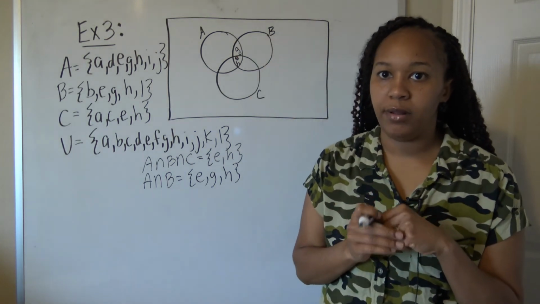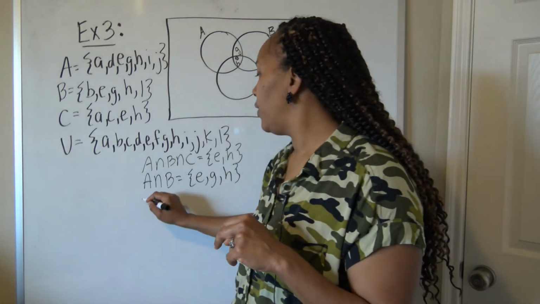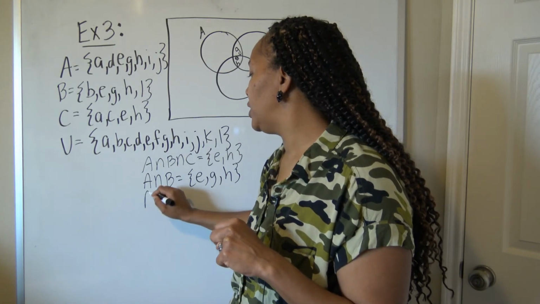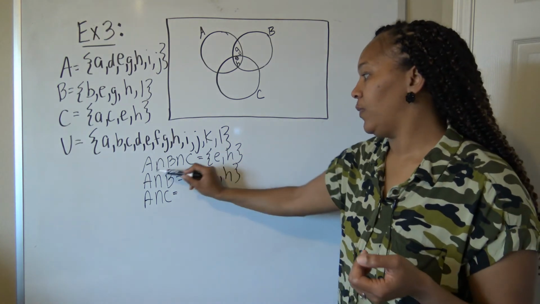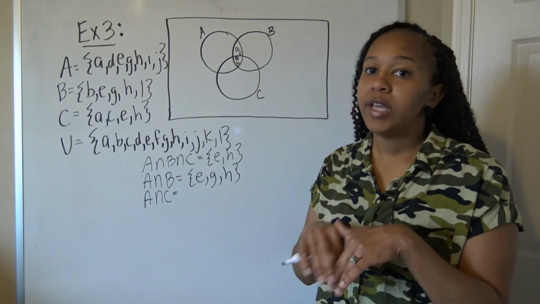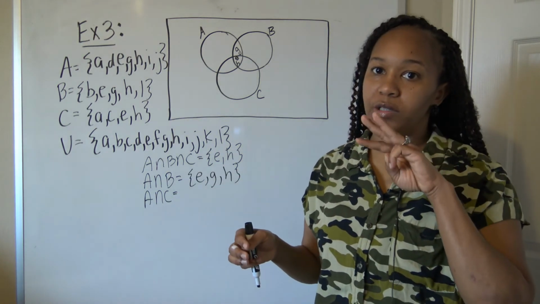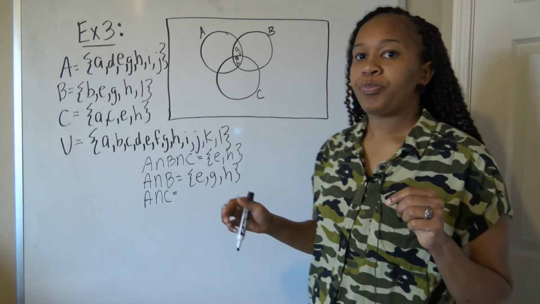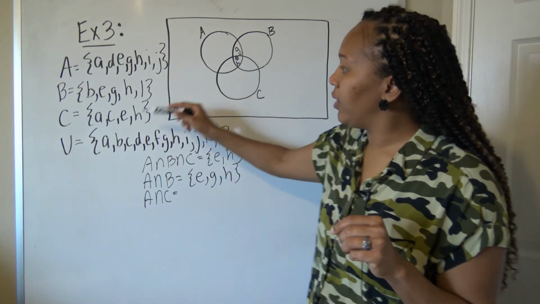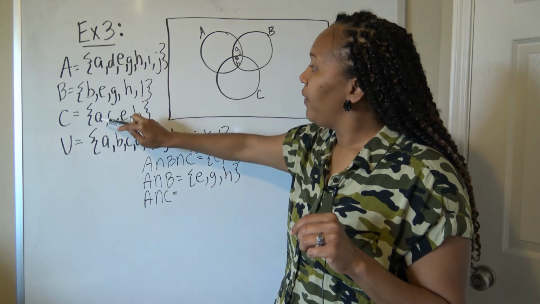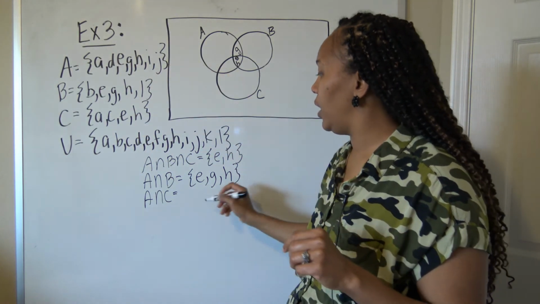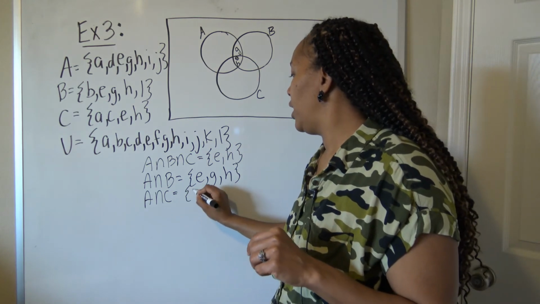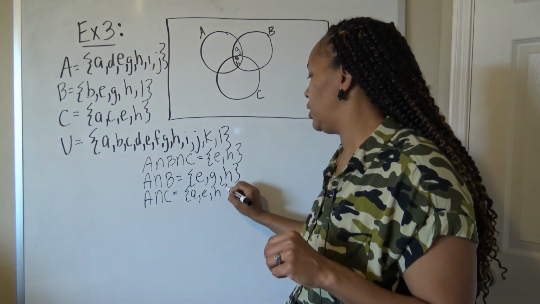Okay. Now I want to figure out, what do A and C have in common? And you don't have to go in this exact order as far as finding the intersection of the 2 sets, but you do want to start first with the intersection of all 3 sets. So what do A and C have in common? They both have A, they don't both have C, they both have E, and they both have H. So they have A, E, and H in common.